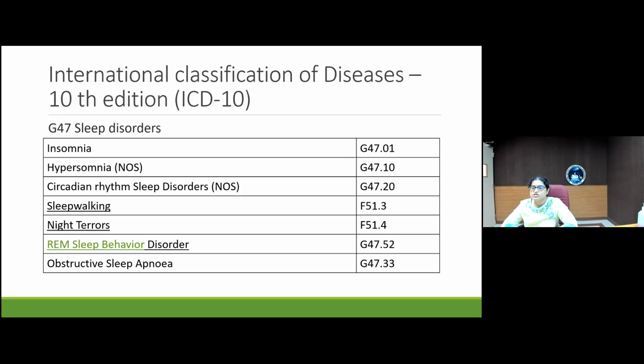REM sleep behavioral disorder comes again under the sleep disorder G47 category. And then lastly, obstructive sleep apnea, which is G47.33. I have not described every disorder and all its codes. I've taken the most common disorders, or the commonalities between the 3 classifications, for better understanding and assimilation.